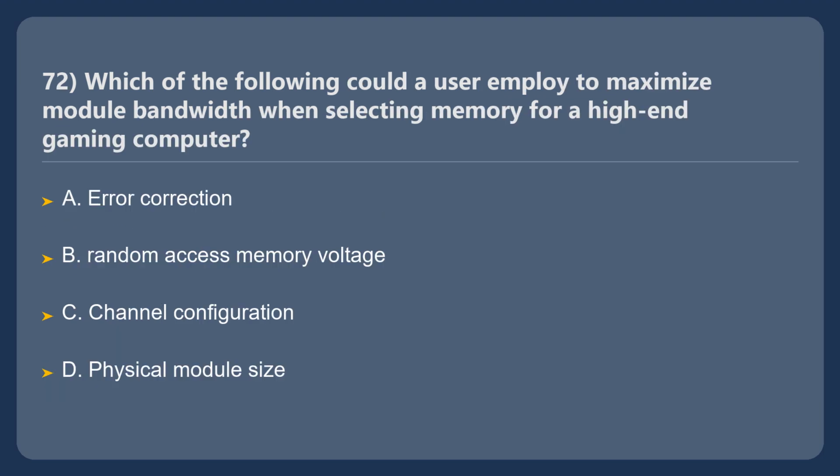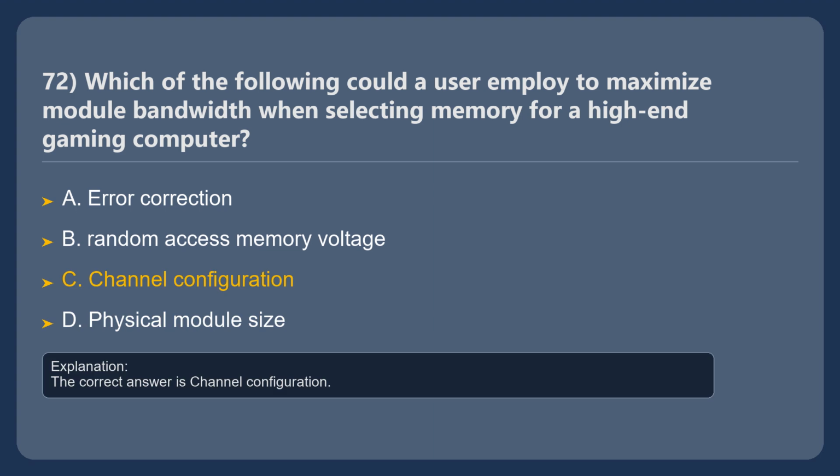Question 72. Which of the following could a user employ to maximize module bandwidth when selecting memory for a high-end gaming computer? Option A. Error correction. Option B. Random access memory voltage. Option C. Channel configuration. Option D. Physical module size. The correct answer is option C. Channel configuration.